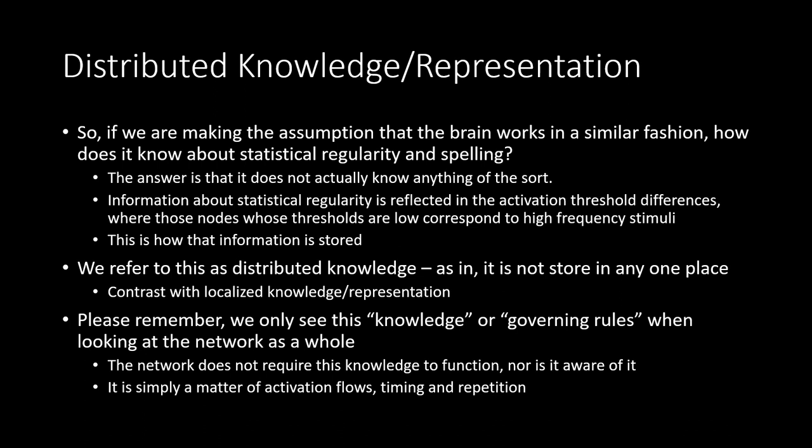Same thing with the network. No one part of the network knows that something is more common or less common than another. No one part of the network is like, yep, that was an O. There is no executive controller that is making those decisions. All of this knowledge is just the network itself. It is through the functions of the network that this knowledge manifests, right? It's no complex rules. It's just a matter of the flow of activation, timing, and repetition. And it is largely thought that this is how huge parts of our brain also function.